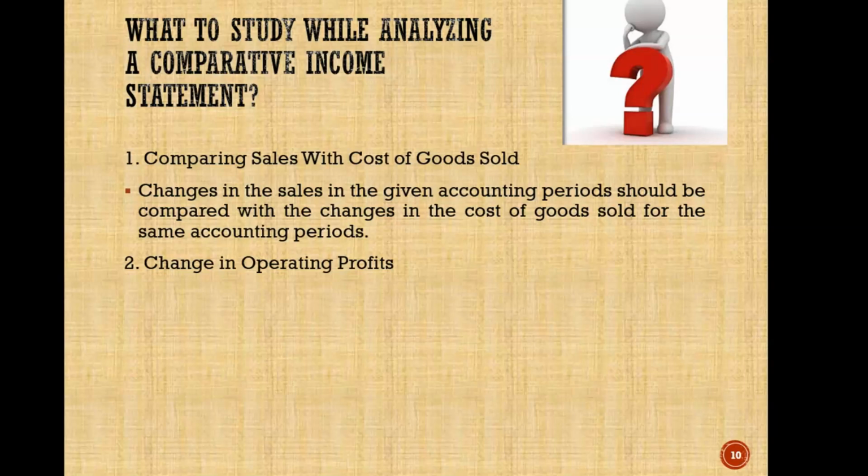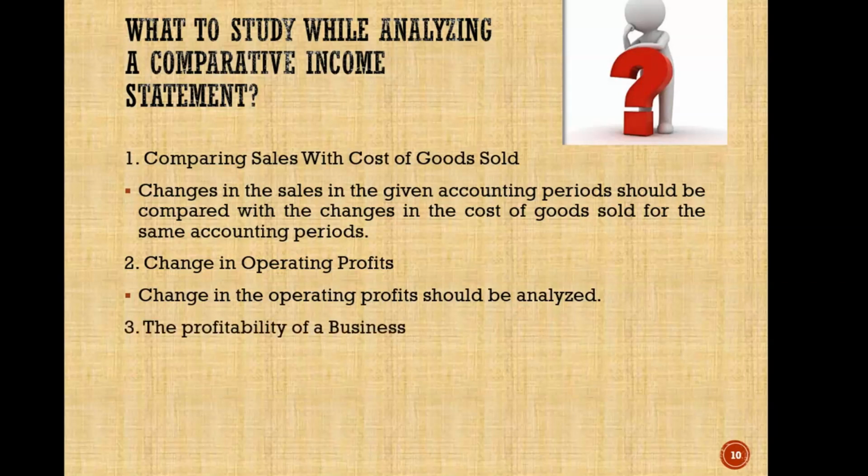Second is change in operating profit. Change in operating profit should be analyzed. Operating profit can be derived when we deduct all the operating expenses from the gross profit. So here we come to know how much profit we have earned from day-to-day activities during this particular accounting year.